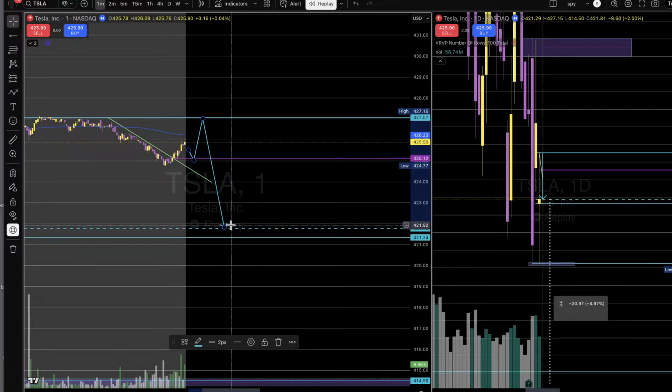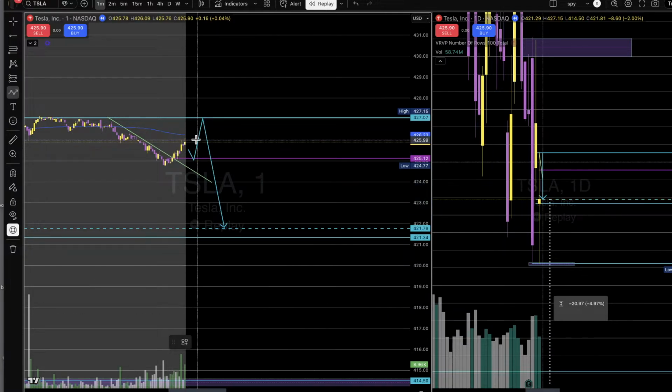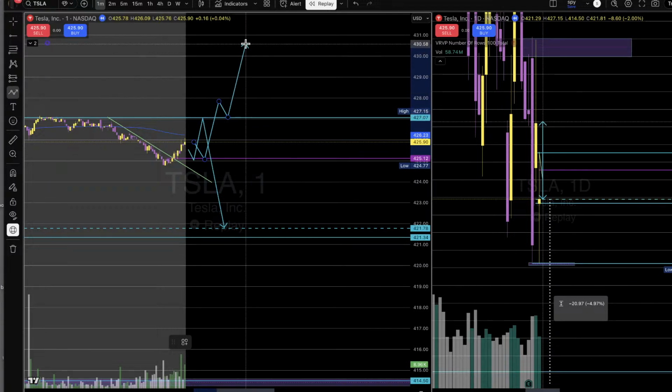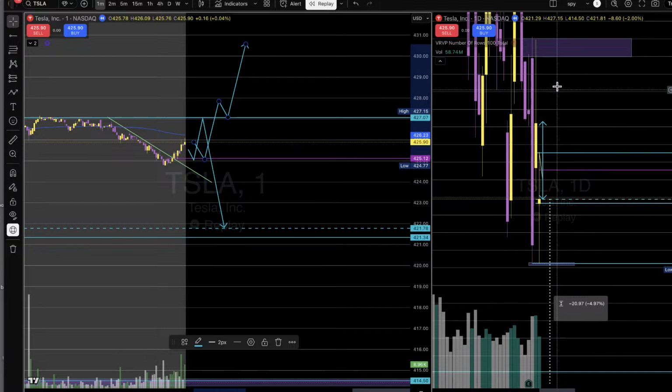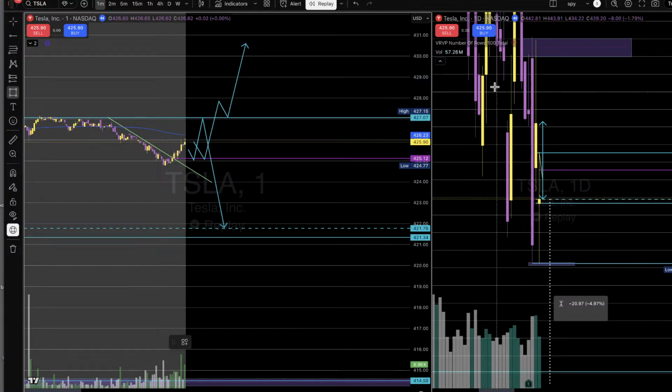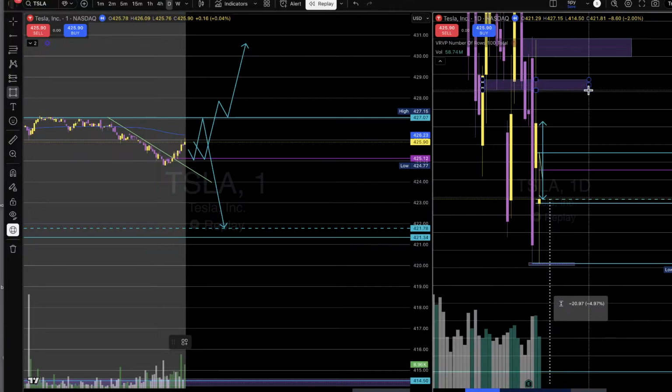And that's the target. And then we start ranging sideways. That's one. We can retest and then break, retest, and go higher. And the target will be somewhere in the middle, like there seems to be some supply here.